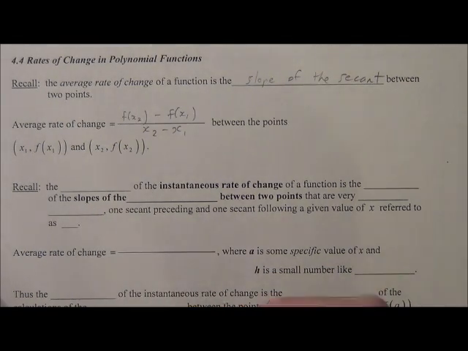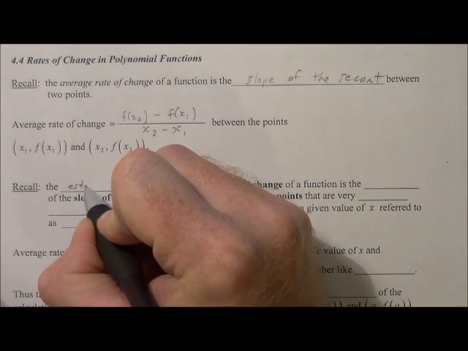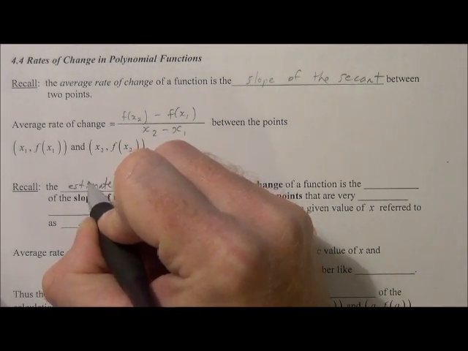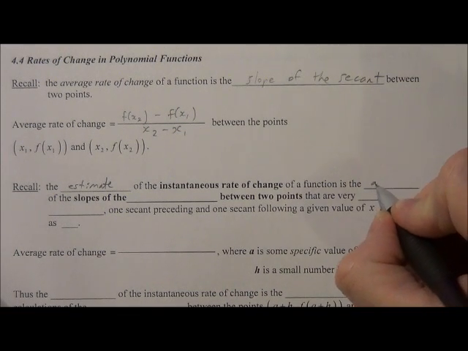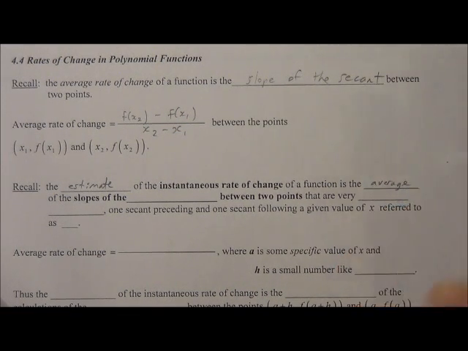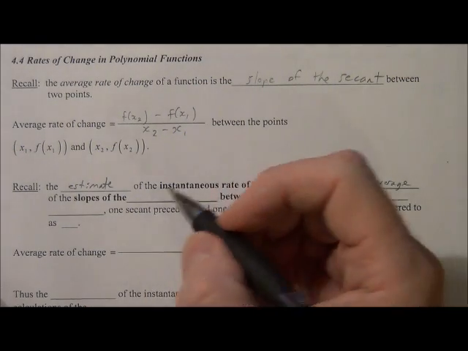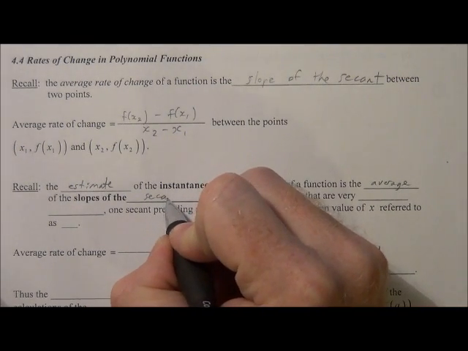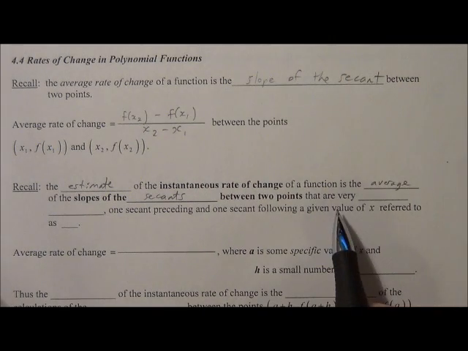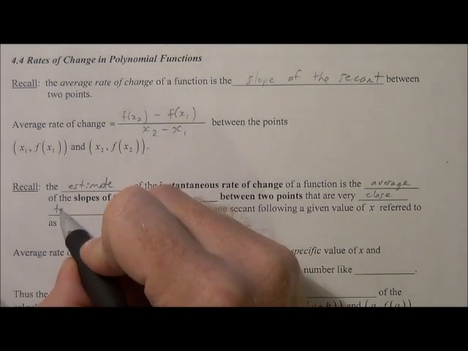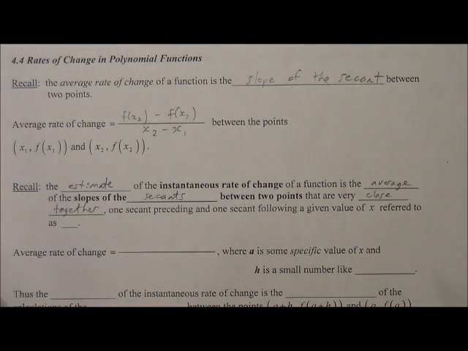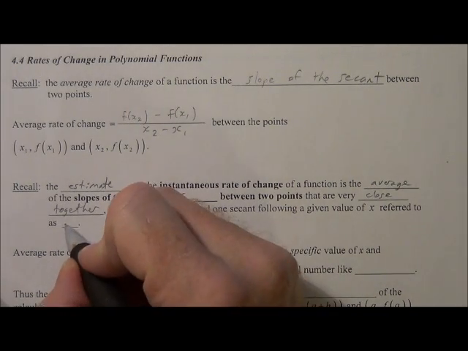Now we want to recall that the estimate, and this is very important, it's just an estimate, of the instantaneous rate of change of a function is the average of the slopes of the secants between 2 points that are very close together. One secant preceding and one secant following a given value of x referred to as a.